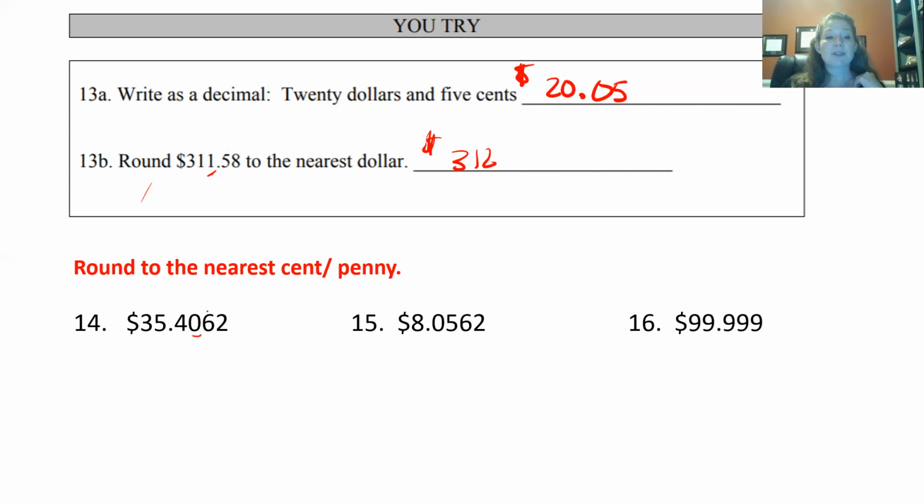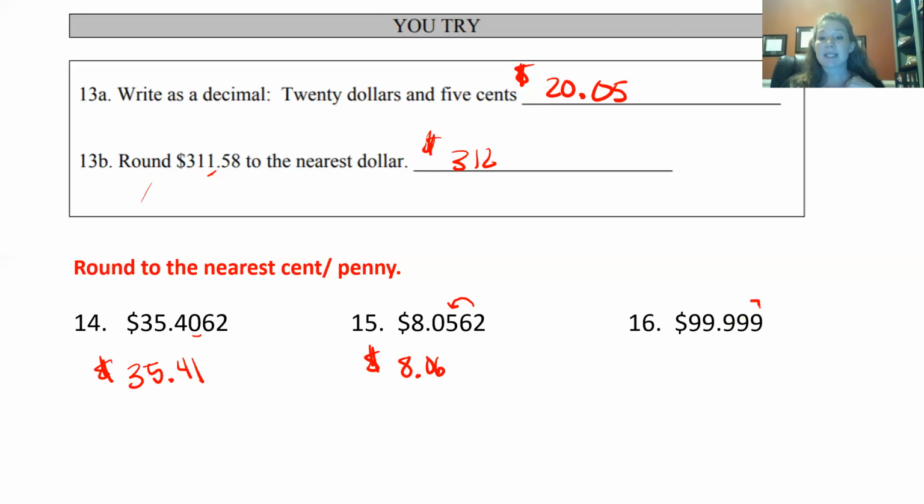So you look at the number to the right of it. Since this 6 is a 5 or higher, I round my 0 up to a 1. So to the nearest penny, this is about $35.41. The nearest penny, the 5 is in the penny place, so my 6 makes me round my 5 up. So this is about $8.06.